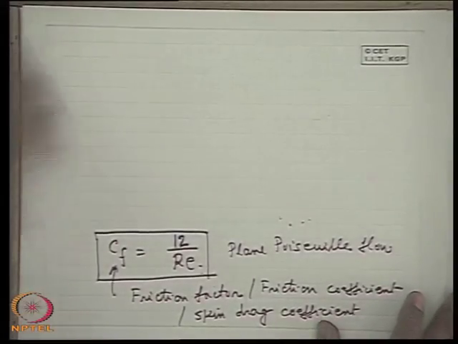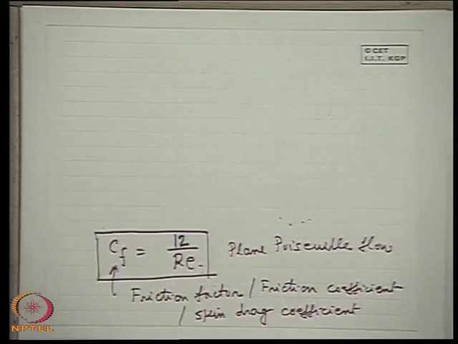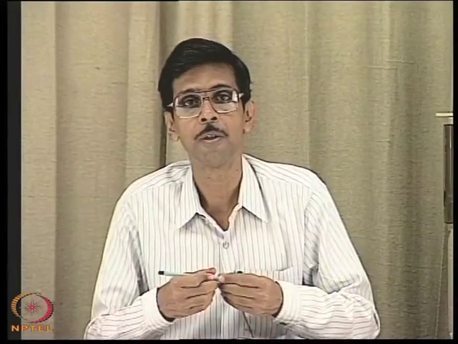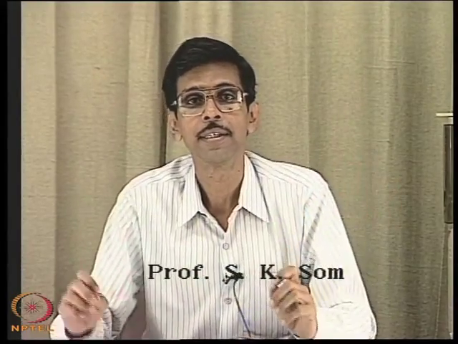So next class I will start the Hagen-Poiseuille flow, another class of parallel flow, which is the flow through a pipe. That means the flow is still parallel, but the cross-sectional area is a circular one. Okay? Thank you.